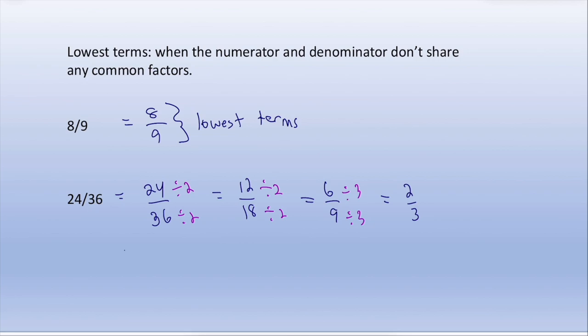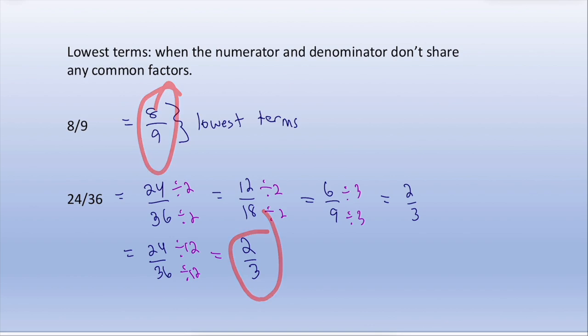But if we know right off the bat that 24 and 36 have a greatest common factor of 12, you can just divide by 12, and you jump right to 2/3. Or maybe you saw they divide by 6, but you do not stop until you get to the point where, like this one, it is in lowest terms.